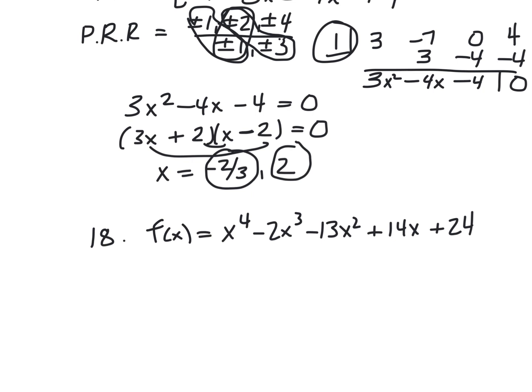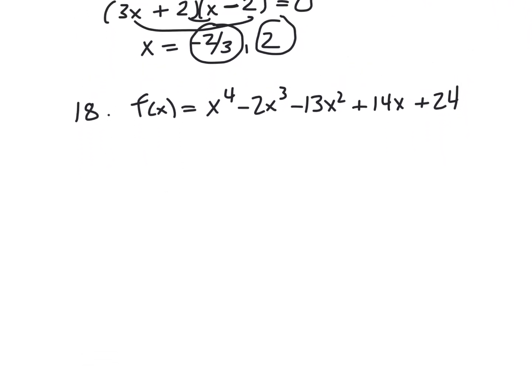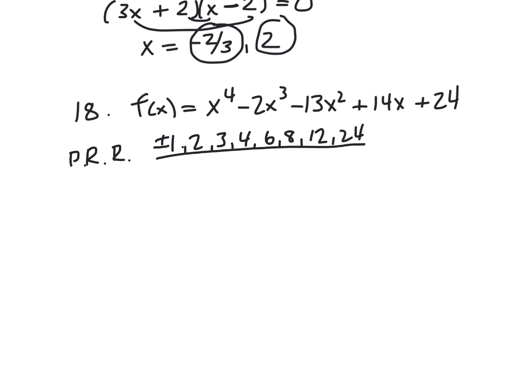Next one, number 18, a little bit different. Now we've got a 4th degree, so we know we could have up to 4 zeros. Our possible rational roots would be the factors of 24. As you know, there are a bunch of them. So 1, 2, 3, 4, 6, 8, 12, 24. And those would be all positive and negative, all over 1. So we got some work to do to try all these.